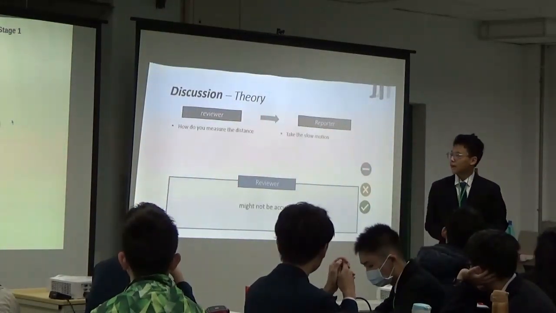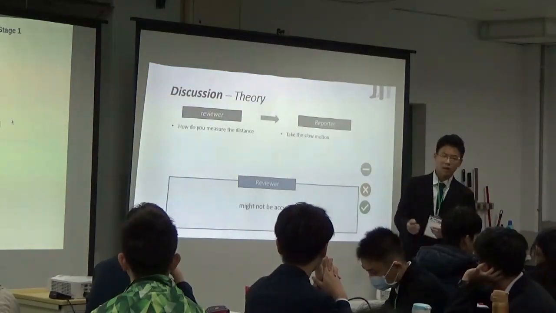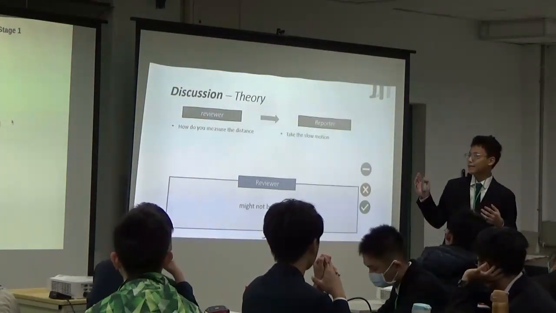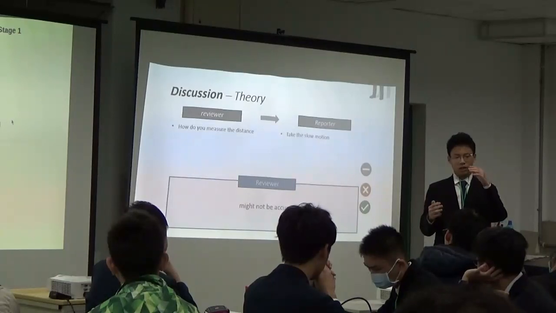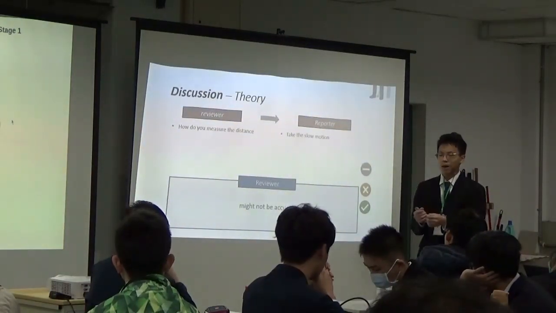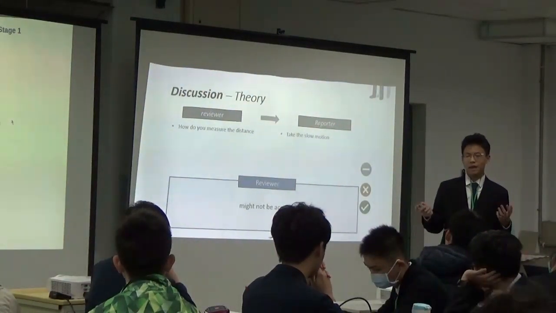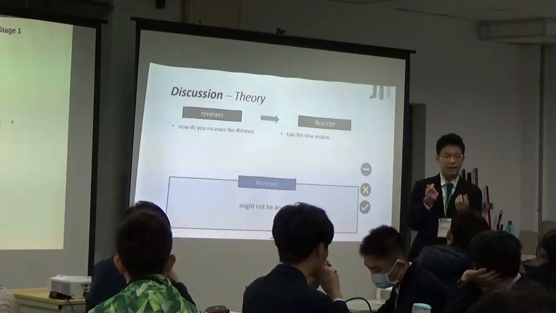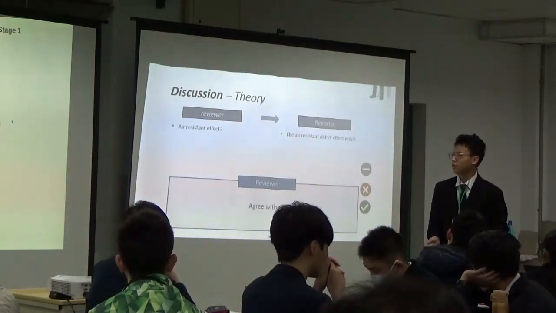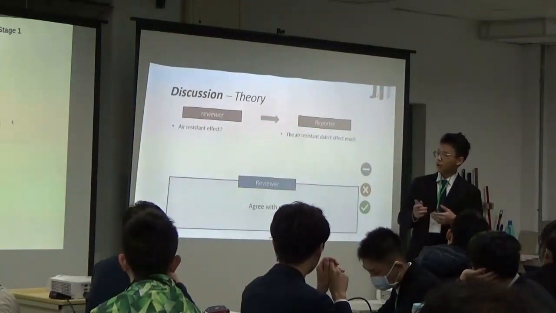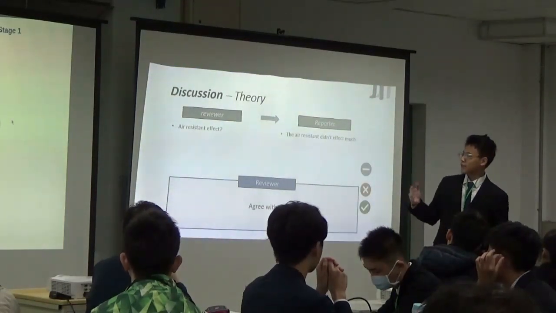And I asked the reporter, how do you measure the distance? And he said he'd take it in slow motion and look at its first landing spot, but I think it might not be accurate. Maybe you could dip the rubber band in some ink and then see what's marked on the floor. And then I asked, will air resistance affect it? And of course it won't affect much.